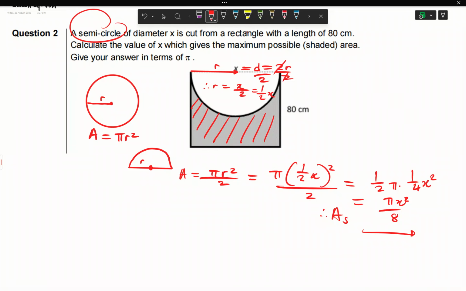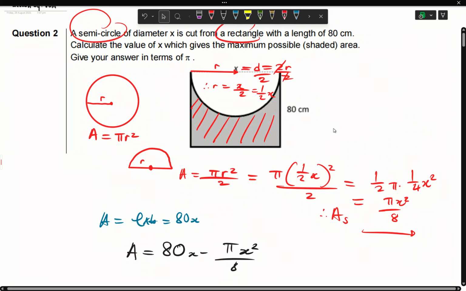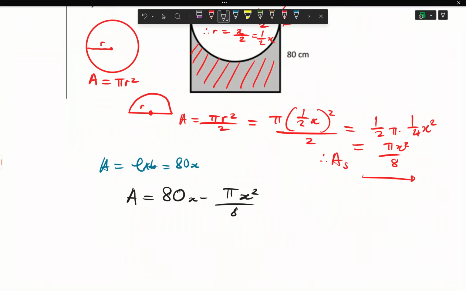Now we have to find the area of the rectangle. The area of a rectangle is just length times breadth. The length is 80. The breadth is x, which is the diameter of the semicircle. So this gives you 80x. Now we need to find the area of the shaded part. The area of the shaded part is the total area of the rectangle, 80x, subtract the area of the semicircle.